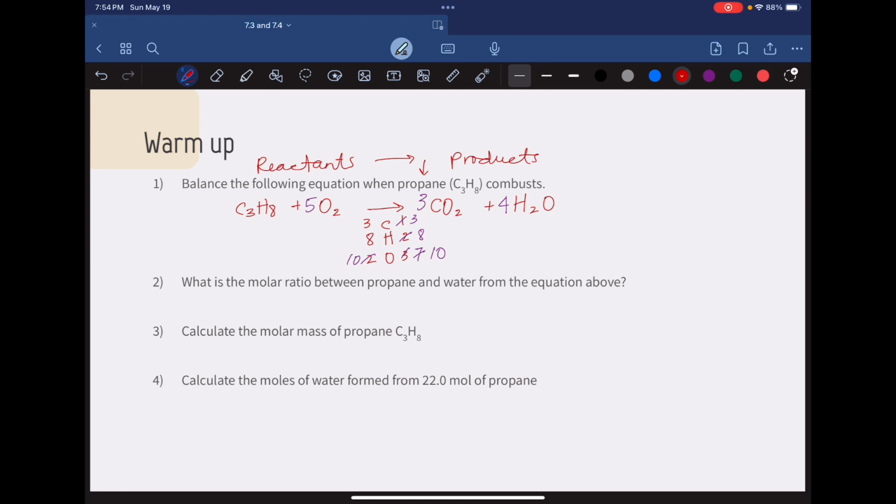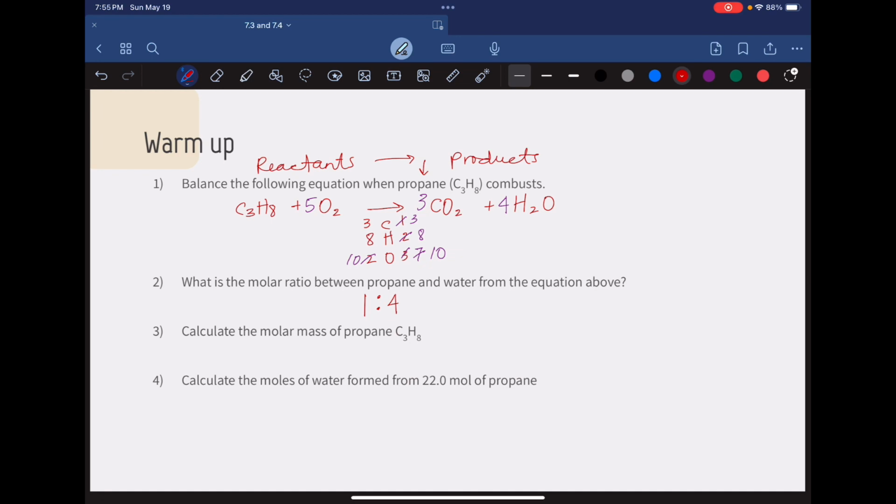The second problem is, what is the molar ratio between propane and water from the equation above? The molar ratio is the coefficients in front of each compound from the balanced equation. And I'm looking for propane. There's no number, so we know it's an invisible 1. To show that we're talking about a ratio, we're going to draw this colon. And then water's coefficient is 4, so the ratio is 1 to 4.